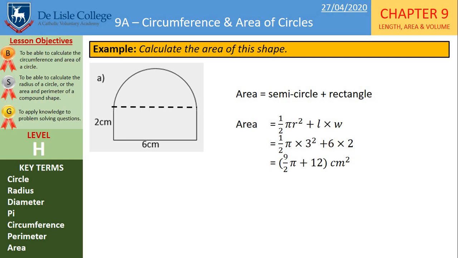So our answer in terms of pi is 9 over 2 pi plus 12. Remember that all has to go in brackets to show that the whole thing has got centimetres squared with it. And if we are doing a decimal answer, we can type that into our calculator and round it to get 26.1 centimetres squared to 3 significant figures.